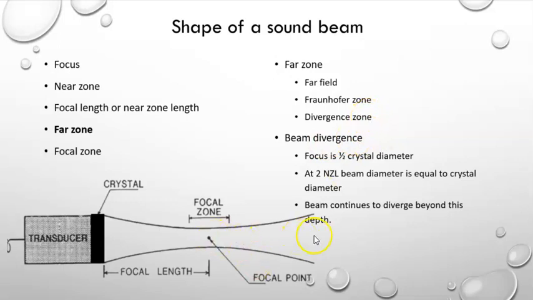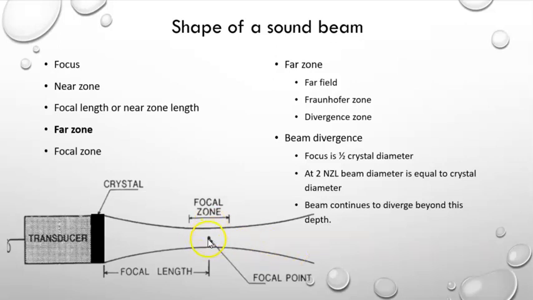So this far zone we call the far zone, or it's also named after Fraunhofer, who studied divergence. So it's the far zone or the Fraunhofer zone. The near zone is the near or Fresnel zone. The far zone is the far or Fraunhofer zone. The near zone is also the focal length, and the far zone, being the far field or Fraunhofer zone, is also known as the divergence zone.